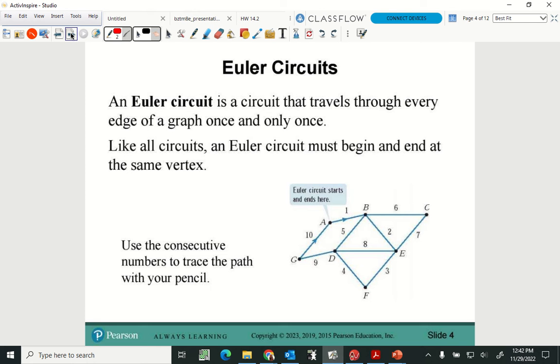Okay, same thing goes with this. Use consecutive numbers to trace the path with your pencil. So I'm going to start here. This is the same pathway that we had, but it just added another at the end. So we went E, F, D, B, C, E, D, G, A. We ended at the same place that we started. So that made it a circuit. Pretty easy, right?